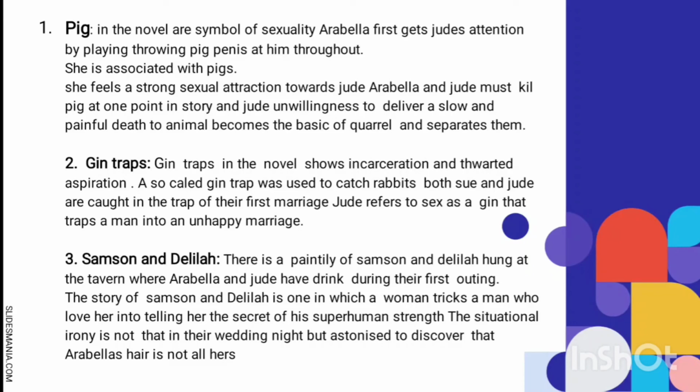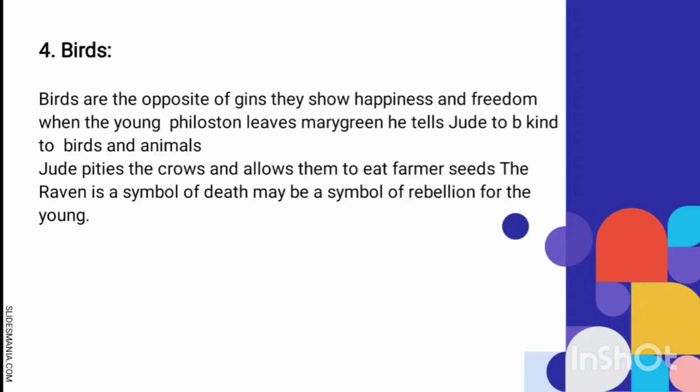Samson and Delilah. There is a painting of Samson and Delilah hung at the tavern where Arabella and Jude have drinks during their first outing. The story of Samson and Delilah is one in which a woman tricks a man who loves her into telling her the secret of his superhuman strength. The situational irony is that on their wedding night, Jude is astonished to discover that Arabella's hair is not all hers.